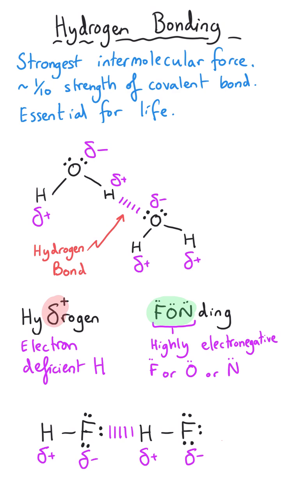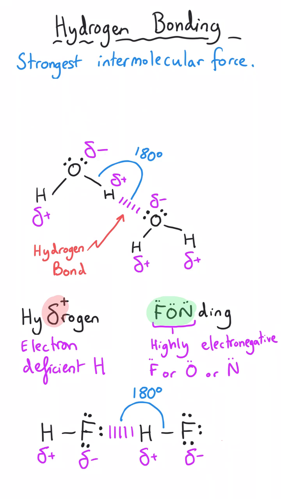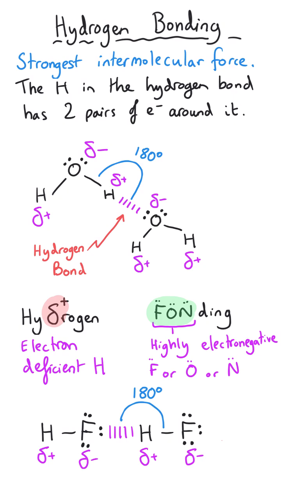between the lone pair on the electronegative atom and the electron-deficient hydrogen itself. When you draw them, it's also important to get the bond angles correct around that hydrogen that's forming the hydrogen bond. This hydrogen only has two pairs of electrons around it. That's the one in the covalent bond between it and, in this case, the oxygen, and the hydrogen bond, which is the lone pair of electrons.